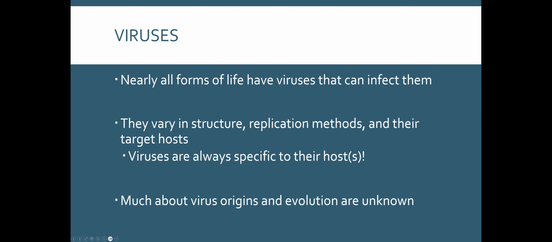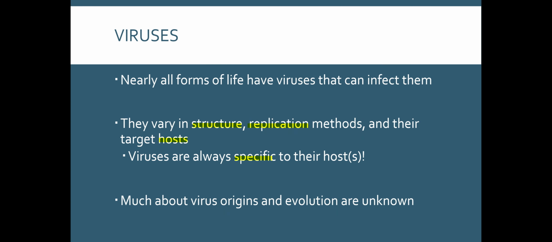Now, viruses are really kind of these biological weirdos because they have some features of a living cell. They can harm living cells, but they are not living cells themselves. And so we're going to see that they vary in structure. So there's going to be different ways that viruses can be built. They vary in how they replicate, and they vary in the host that they target.